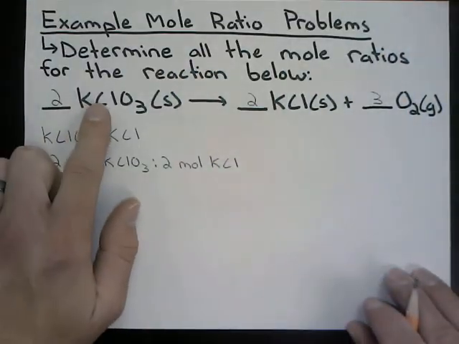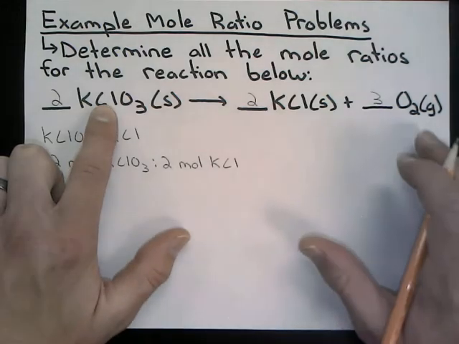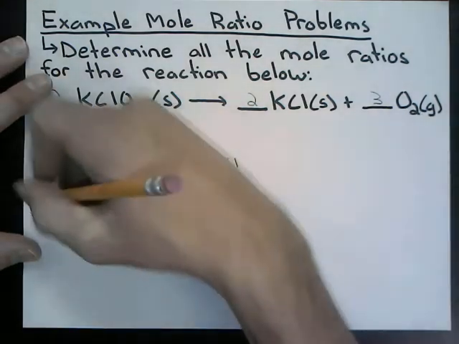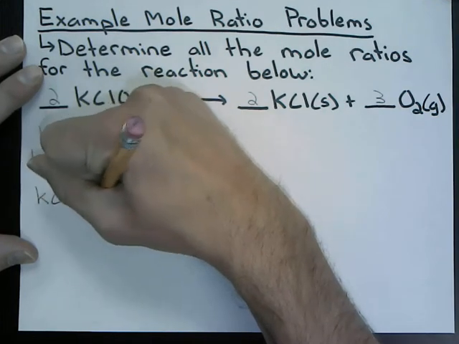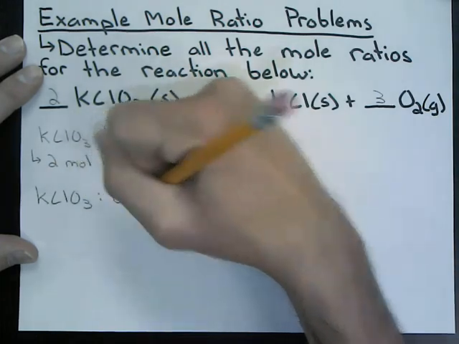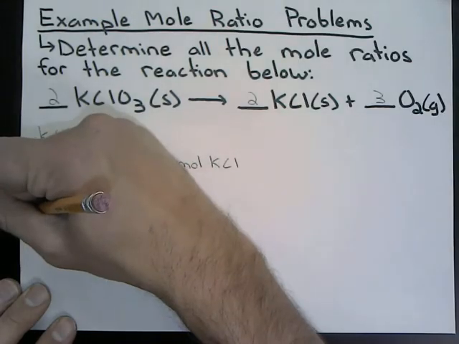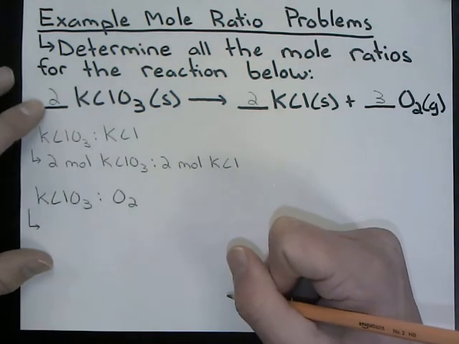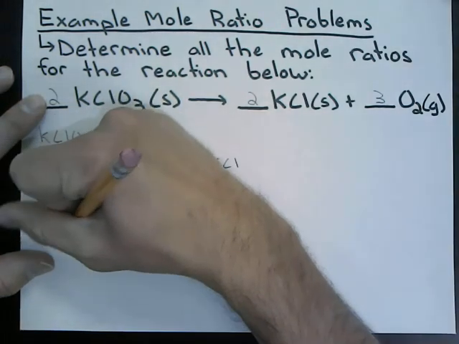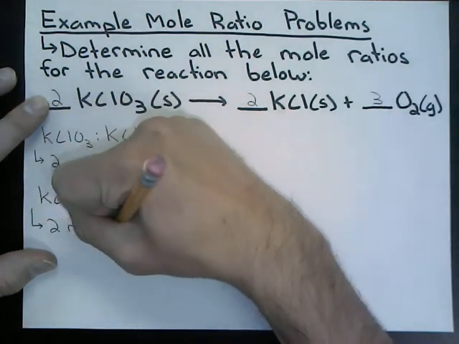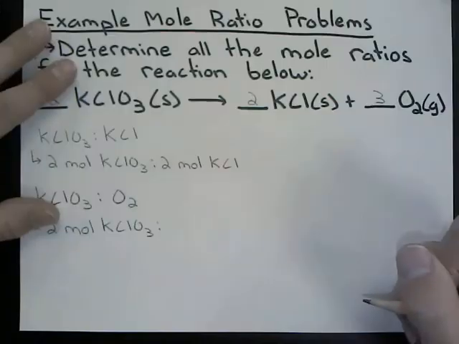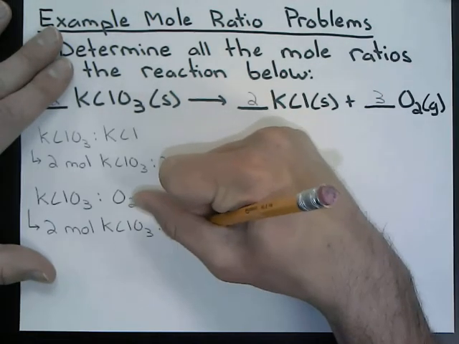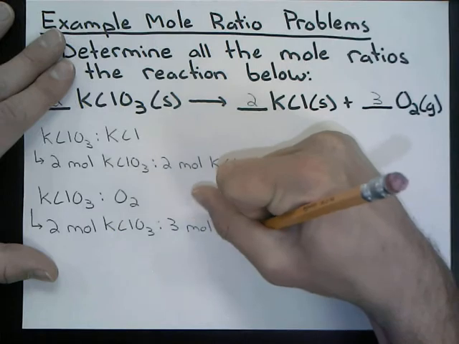Now, we're going to look at the mole ratio between KClO3 and O2. So out here I'm going to put KClO3 colon O2. And to figure out the mole ratio, what we're going to do once again is look to the coefficients. The coefficient number becomes our number of moles. So in this case, we're going to have 2 moles of KClO3 to 3 moles of O2.